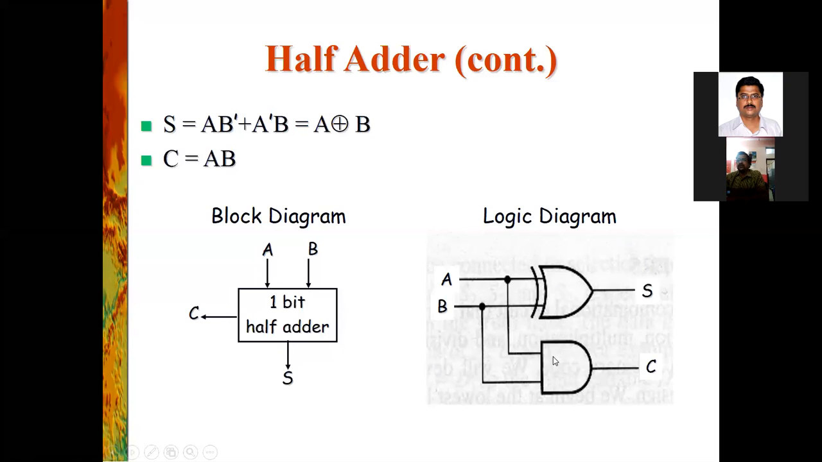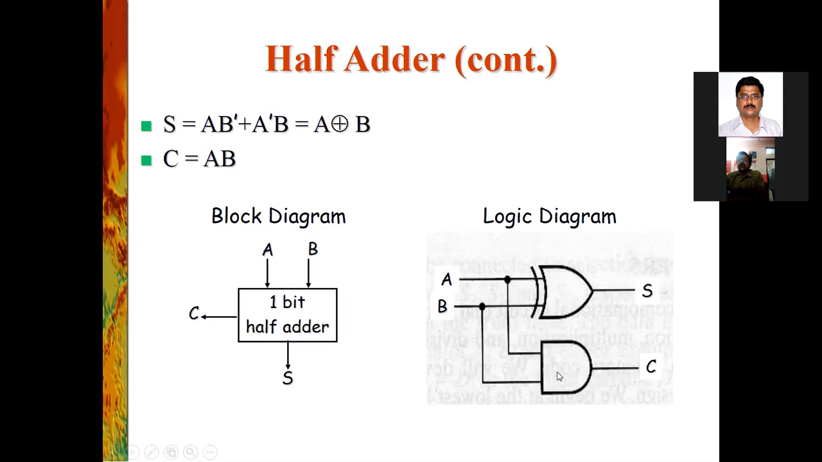This is one XOR gate. This is one AND gate. To this XOR gate, I am giving the inputs A and B. A is one input, B is another input. Then the output will be what? Sum. Then I am taking an AND gate. So the AND gate output is a carry.